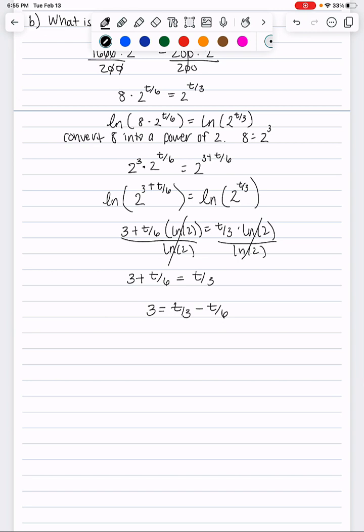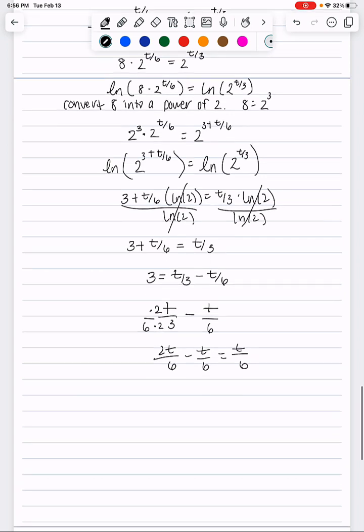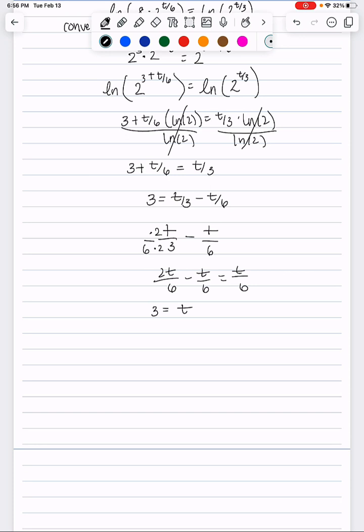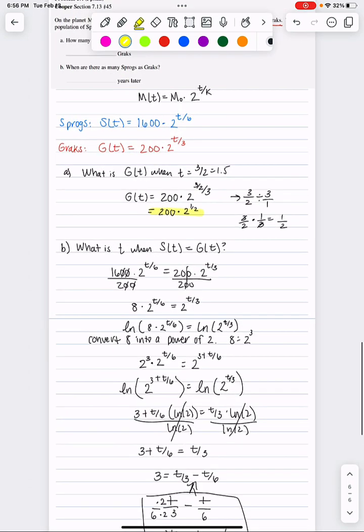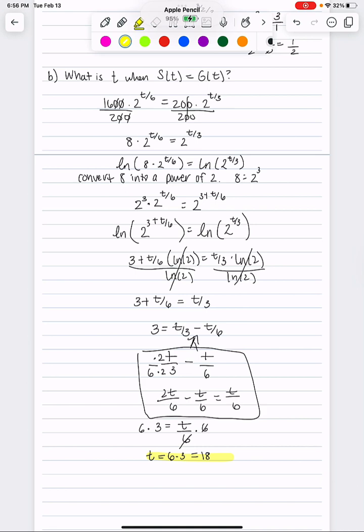And then I can just combine this. I want to get the denominator of 6, so I multiply by 2. So I have 2t over 6 minus t over 6, which is just going to be t over 6, or 1t over 6. So I have 3 is equal to t over 6. This was just the scratch work for this right hand side. And then I can multiply the 6 over to get the t by itself. So t is equal to 6 times 3, which is 18. So t is going to be 18, and that's when there are as many Spragues as Grach's.